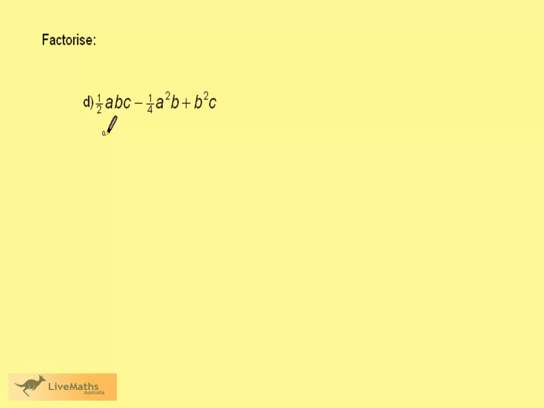Generally, when fractions are involved, we try not to leave them inside the bracket, and we can do this as follows. We have 1/2 abc, take away 1/4 a squared b, plus b squared c. We can write the half as 2 times 1/4. We then have times a times b times c.